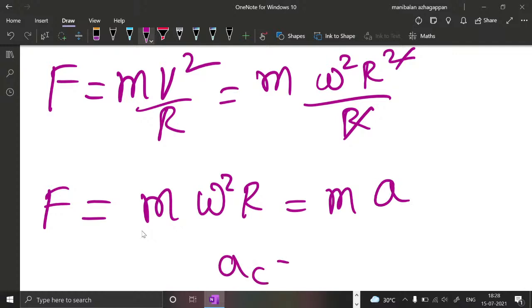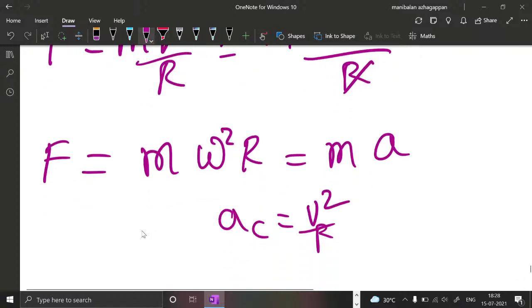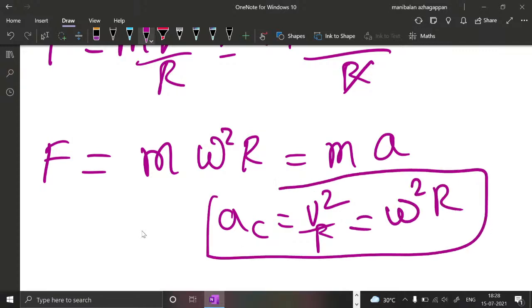Now acceleration is not only v square by r, it's the centripetal acceleration, which is also called omega square times r. This is also possible in a rotational motion. So don't get stuck with only one formula. Relate with other places also to get different formulas. Then only it will save your time in proceeding with the problem.